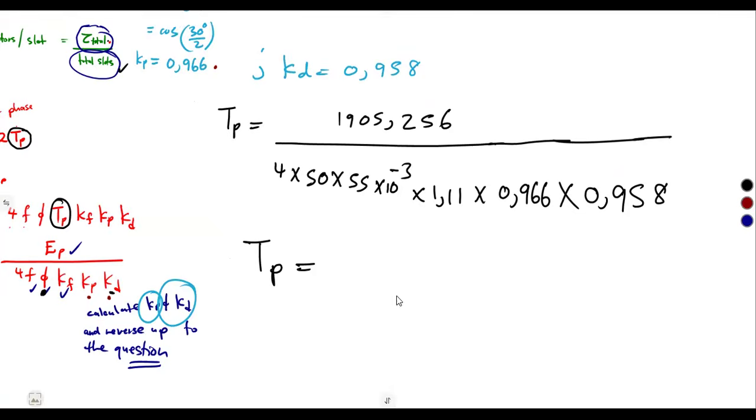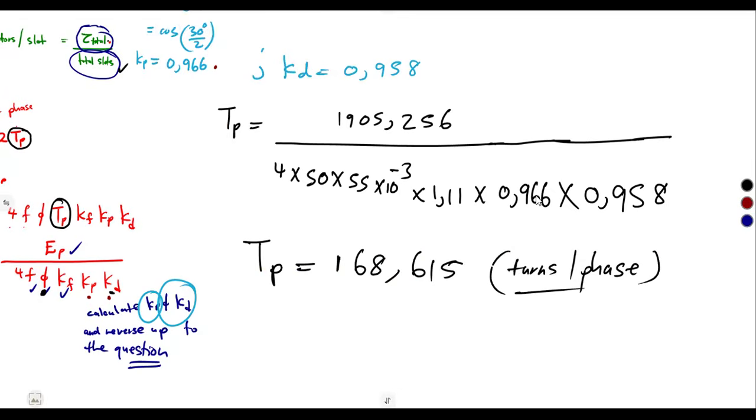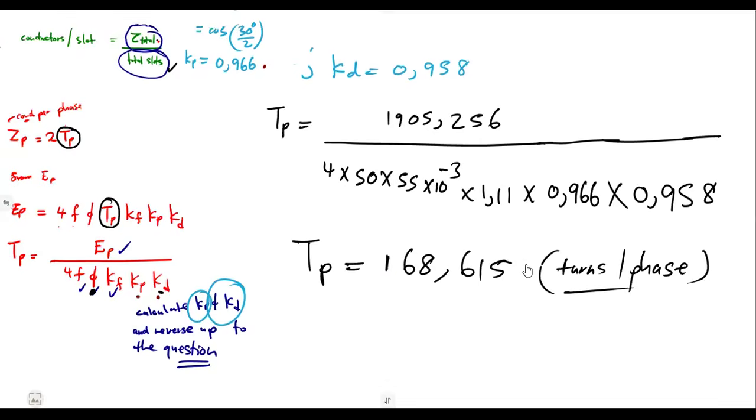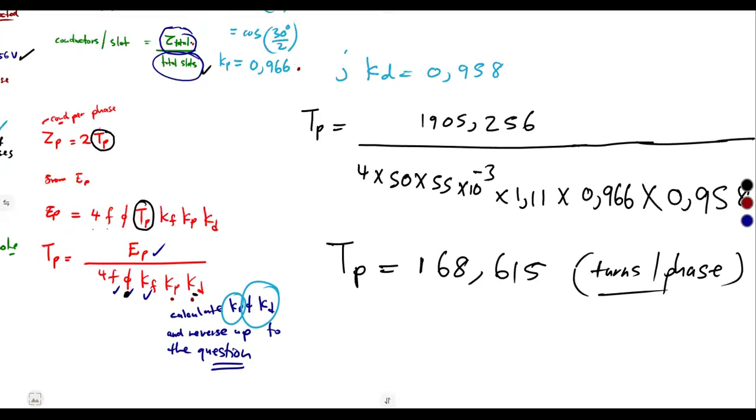So we have the TPs per phase, which was going to be 168.615, something like that. Where is it needed? Remember, it's a reverse now. The TPs per phase were needed where? Here, on the calculation of our ZP, conductors per phase. So our conductors per phase ZP is calculated because we have got our TP.